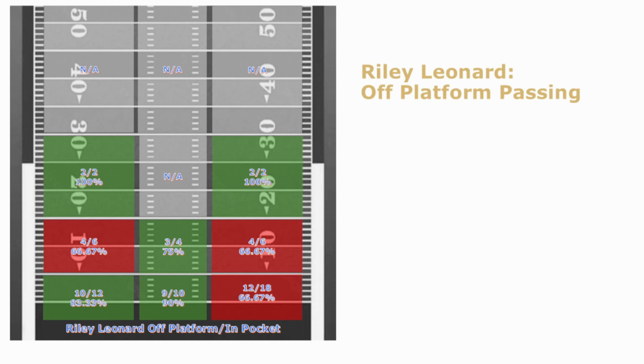For his off-platform passing, it's a bit more encouraging, but there are still some concerns I have. Overall, there's a lot more green than red in all the areas, which is a lot more encouraging than his on-platform passing. Starting from the bottom left, he had a good 83.33% score in the short left, a good 90% in the middle, and then a poor 66.67% in the right.